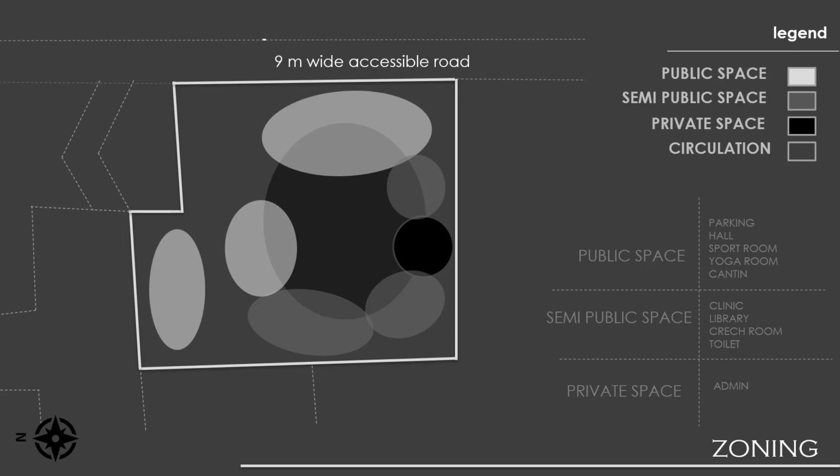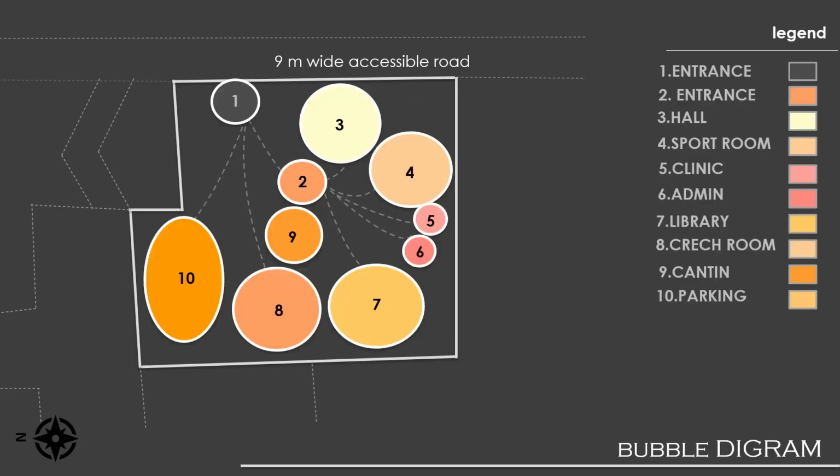Zoning. Zoning is divided into public space, semi-public space and private space. In public space, there are the parking, hall, sport room, yoga room and canteen. In semi-public space, there are the clinic, library, crèche room and toilet. In private space, there is the admin area. This is the bubble diagram.